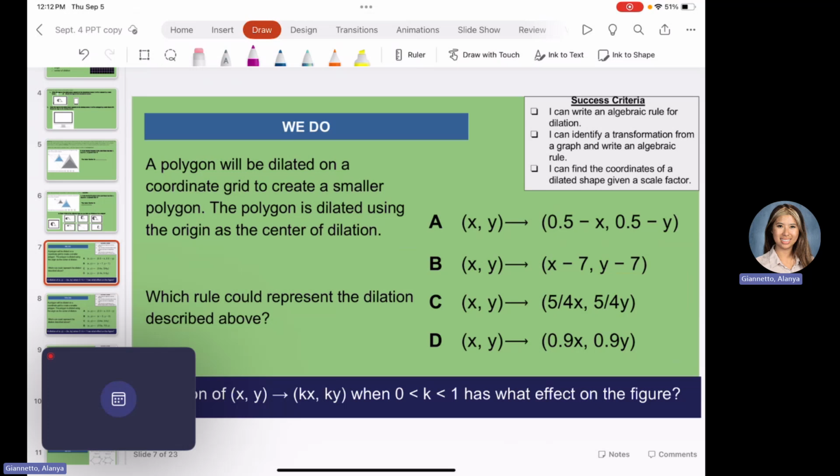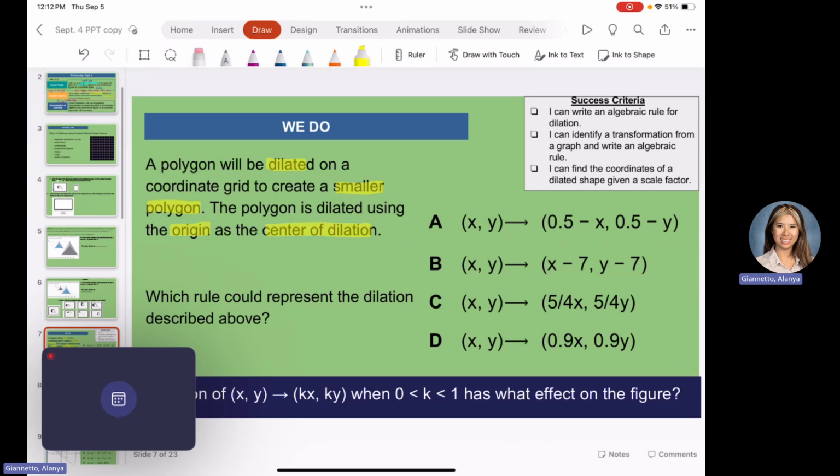We do have a DOL. Okay, so we're going to go straight into this we do. A polygon will be dilated on a coordinate grid to create a smaller polygon. The polygon is dilated using the origin as the center of dilation. Which rule could represent the dilation described above?